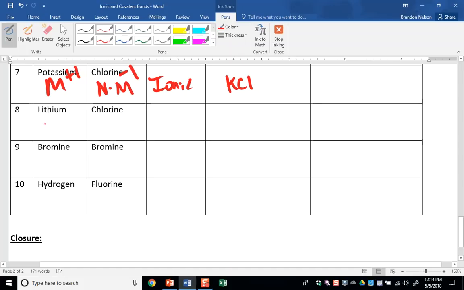Lithium and chlorine. Lithium is a metal. Chlorine is a nonmetal still. Now we have a metal-nonmetal, still ionic. And for ionic bonds, we need charges. Lithium is going to make a +1. Chlorine is a -1. Again, those things go together great. So LiCl is our compound, lithium chloride.